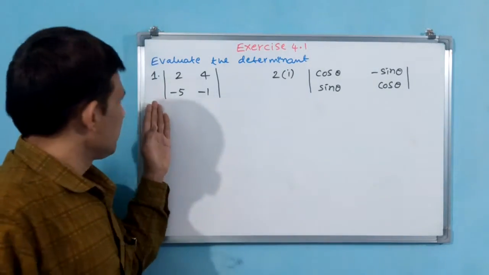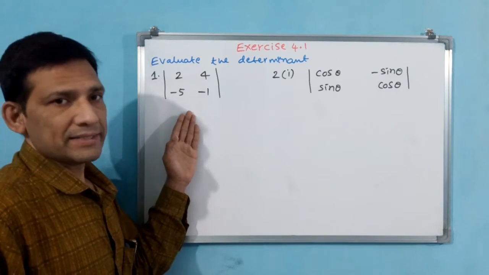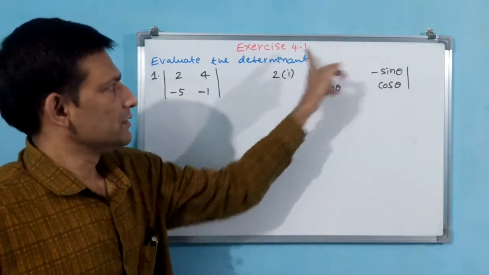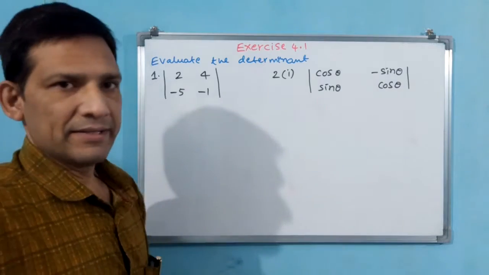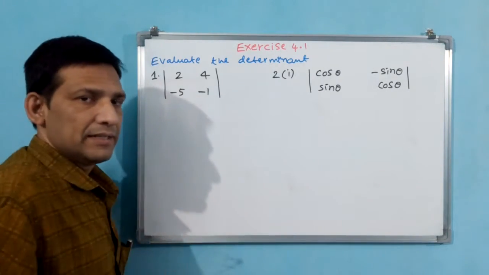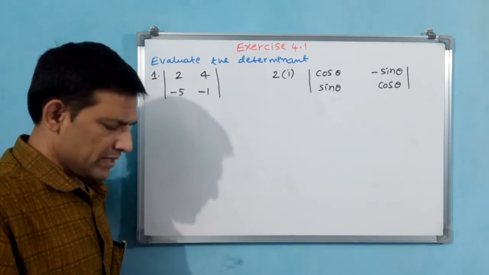Okay. First question, you see, directly they have given the determinant. They have not given a matrix. Here also they have not given a matrix. Between lines means this is the determinant, this is not a bracket. And also they have not mentioned A or B. Then evaluate the determinant means how to find this determinant.